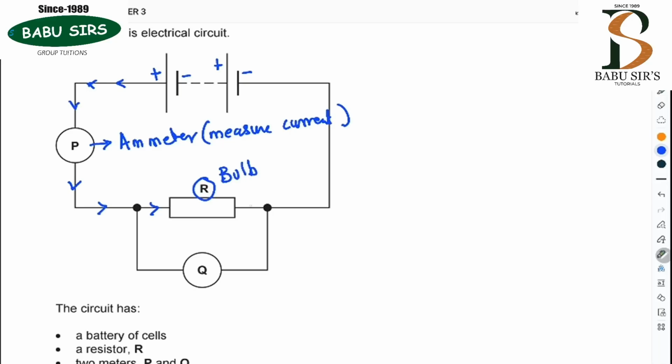And because it is flowing through the resistance, the current will slow down. Now to measure the difference in the current slowdown, you put one more meter at the beginning and at the end of the resistance. This is called the voltmeter. Now this is used to measure voltage.